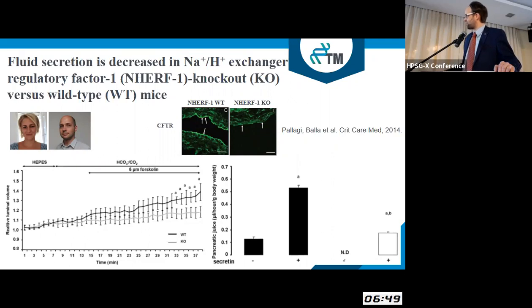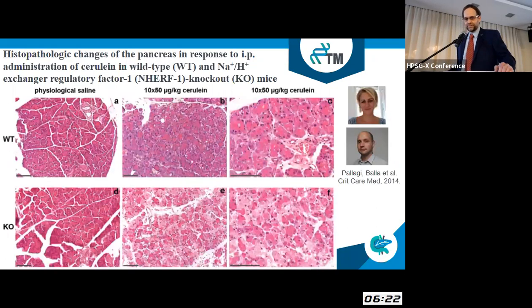In vivo experiments were also carried out. Secretin is a main stimulant for pancreatic duct cells. As you can see, in wild type animals, there's a marked increase in bicarbonate and fluid secretion. And if you knock out NHERF1, there's a reduced basal secretion and a reduced stimulated secretion as well in these cells.